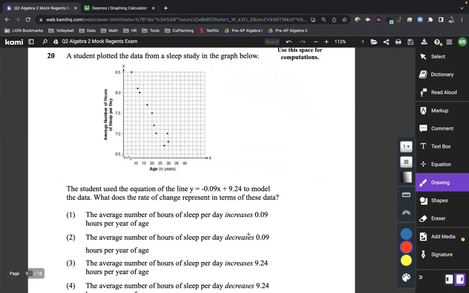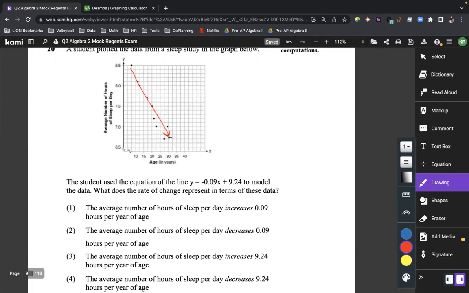Last question. A student plotted the data from the sleep study, blah, blah, blah, right? So looking at my points, I can already see the average number of hours of sleep per day and the age. So what I can conclude here is it looks like the age is increasing, so as the age is increasing, the less sleep. So the older you are, the less sleep you get, right? And this is giving kind of linear function vibes because it's moving directly. So I would use a linear regression for this.